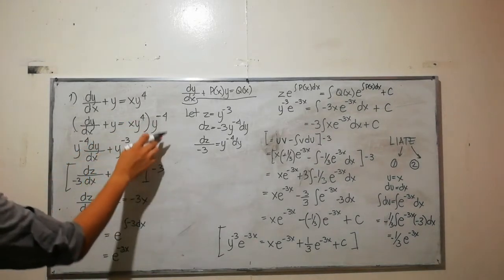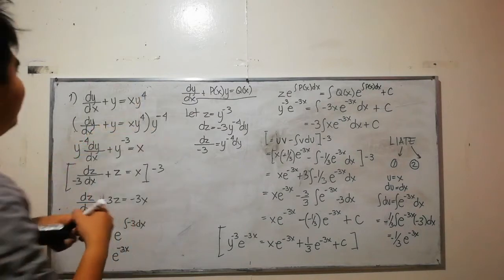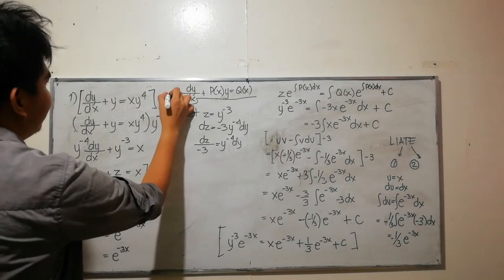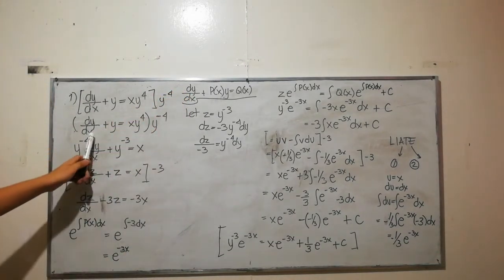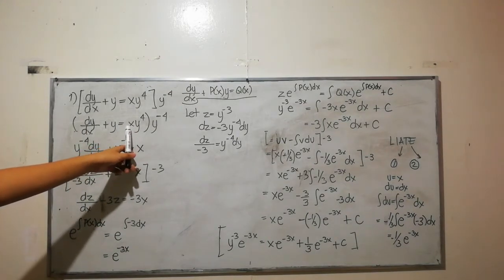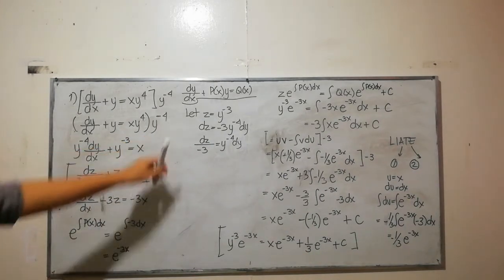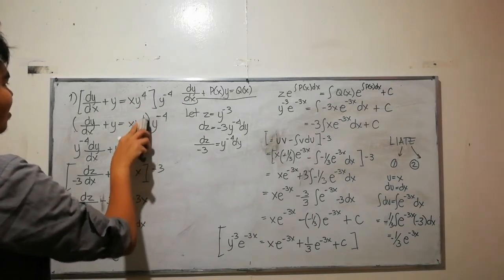So we multiply y raised to negative 4 to the whole equation, so that this will be deleted. So dy over dx plus y is equal to x y raised to 4 times y raised to negative 4. So this will be deleted.